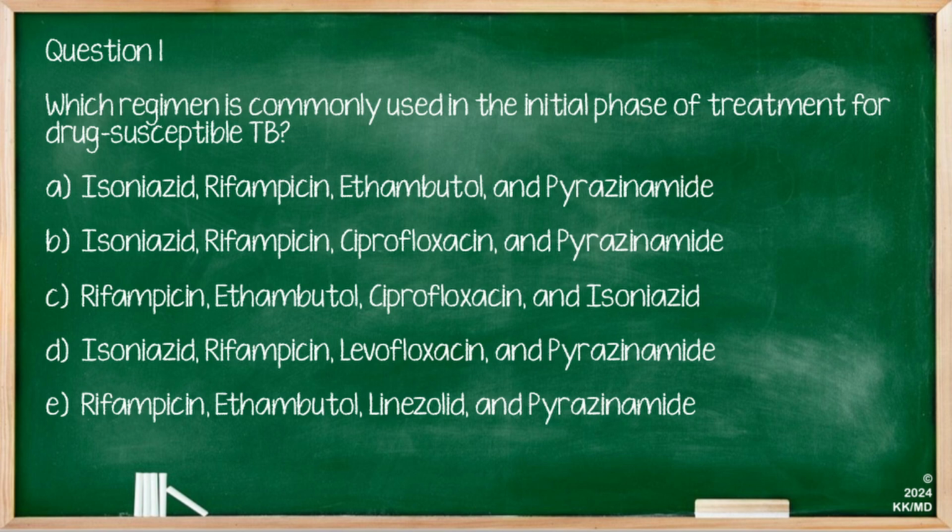If you recall, the standard treatment for the initial phase of a drug-susceptible TB is going to be option A, which is isoniazid, rifampicin, ethambutol, and pyrazinamide. A good mnemonic to remember that is RIPE. R for rifampicin, I for isoniazid, P for pyrazinamide, and E for ethambutol.